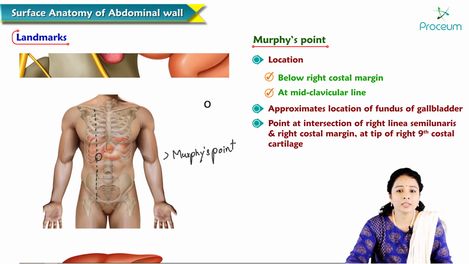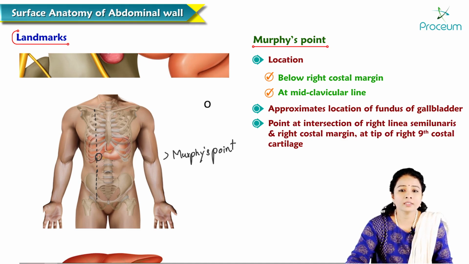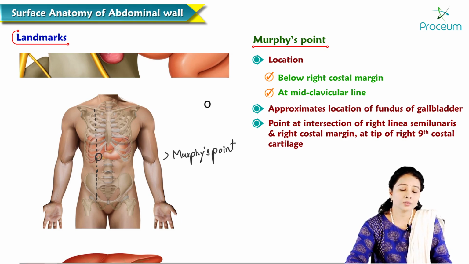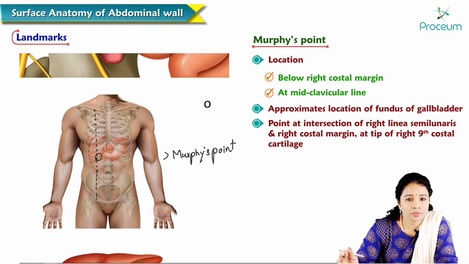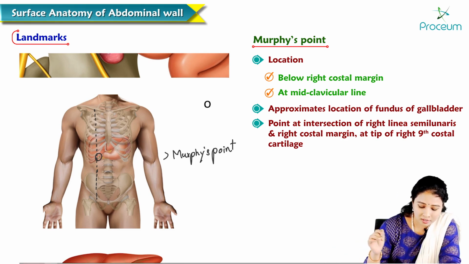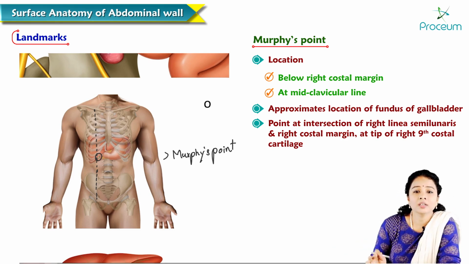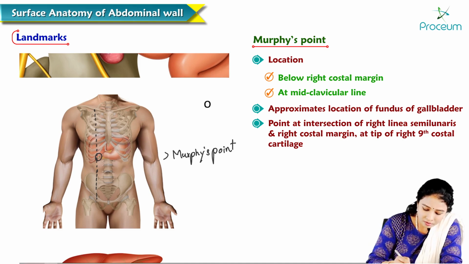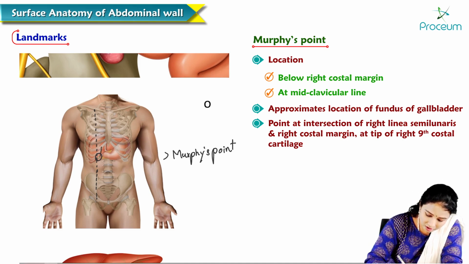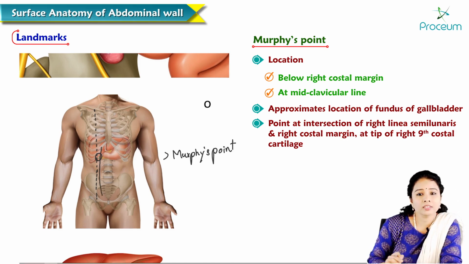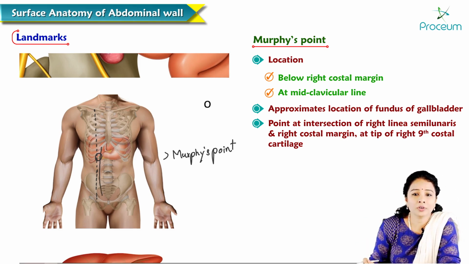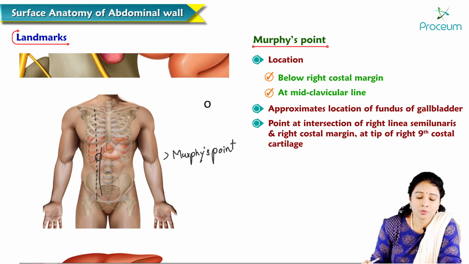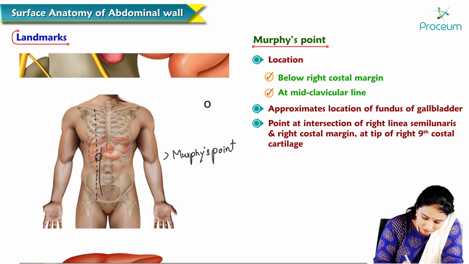So the point is at the intersection of right linea semilunaris and right costal margin at the tip of right ninth costal cartilage. So linea semilunaris is the lateral border of the rectus sheath. So along the lateral border of the rectus sheath, that is the linea semilunaris, which is along the lateral boundary of the rectus abdominis muscle, and at the tip of right ninth costal cartilage.